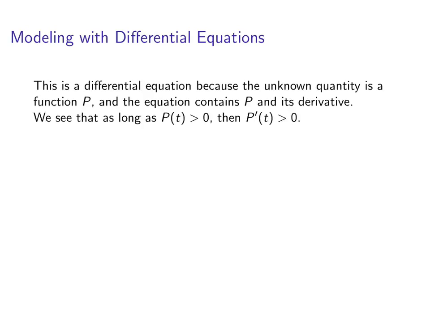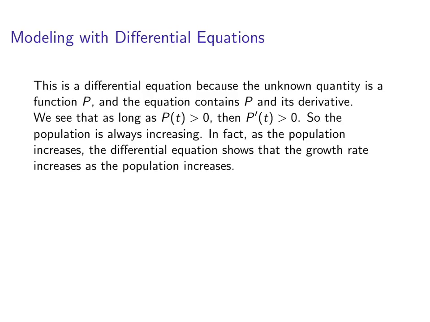Now we should see that as long as the population is positive, and that's all we really care about, we don't care about a situation where the population is 0, and it doesn't make sense to talk about negative population, then the derivative is itself positive. We're thinking of that proportionality constant here being positive. So the population is always increasing. And in fact, this shows that as the population increases, the growth rate also increases.